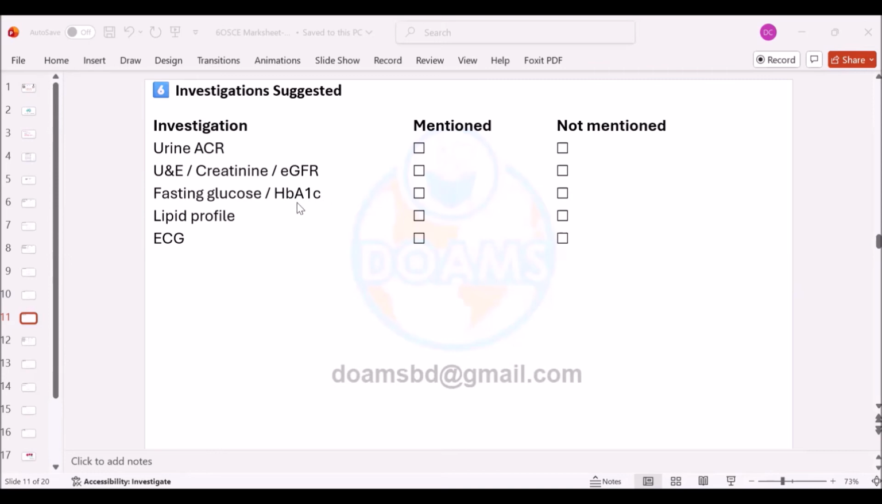You could add here 2 hours after a 75-gram glucose drink. It is the best screening test. But as a follow-up patient, if the patient has diabetes, definitely hemoglobin A1c should be there. Lipid profile and ECG. These are mandatory investigations to be done for each and every patient of hypertension.